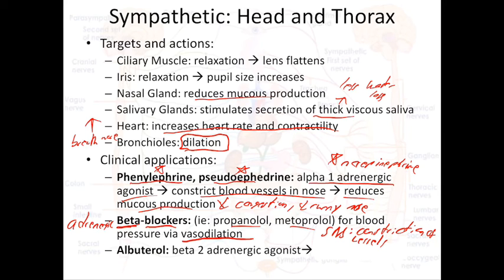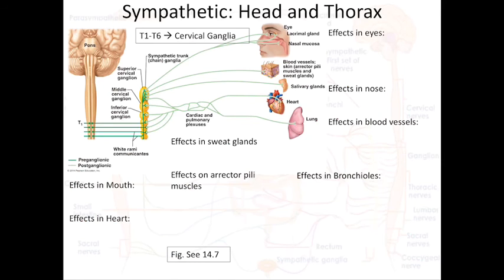Okay, lastly on this side, albuterol is a common asthma drug. When you start having an asthma attack, your airways start constricting. So the effects of the sympathetic nervous system on the airways are to dilate them. So we have a beta adrenergic agonist. We want to do more of what the sympathetic nervous system does. So this stimulates dilation, so we can breathe more. Okay, you can recap those there.